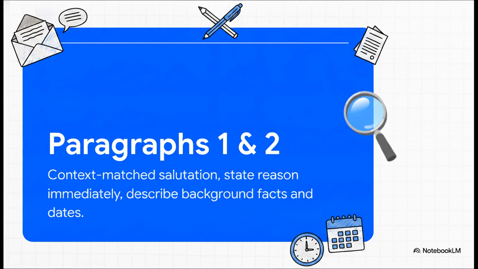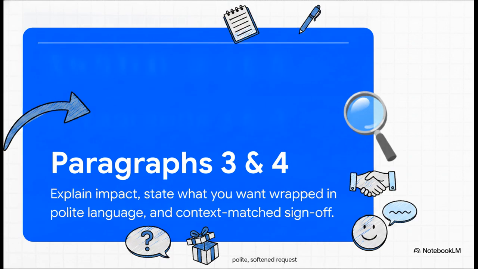Paragraph 1 is all about your context-matched salutation and stating your reason immediately. No beating around the bush here, just, "I am writing to inform you about," or "I am writing to request." Then, in paragraph 2, you expand on the what. This is where you get specific. Describe the background facts, what exactly happened, and give concrete dates. You are painting a purely factual picture right here. Then we move to the second half.